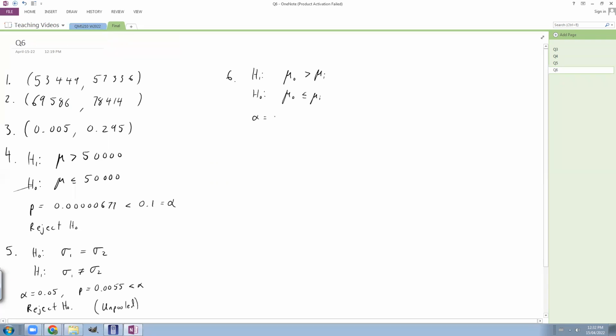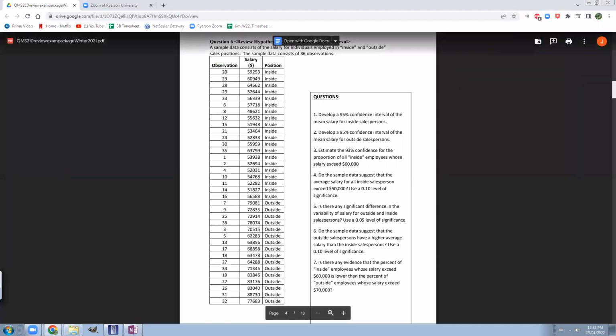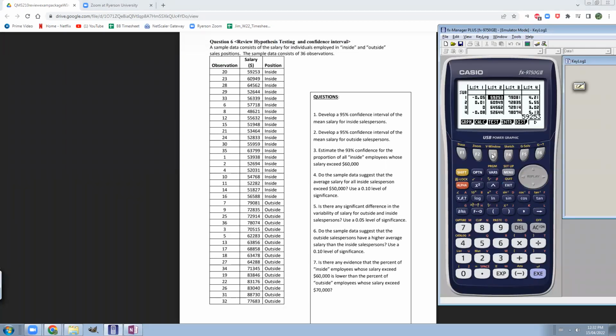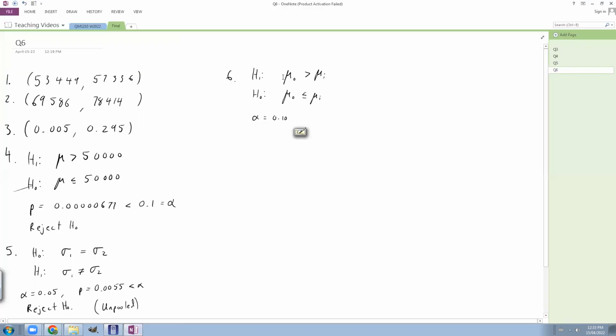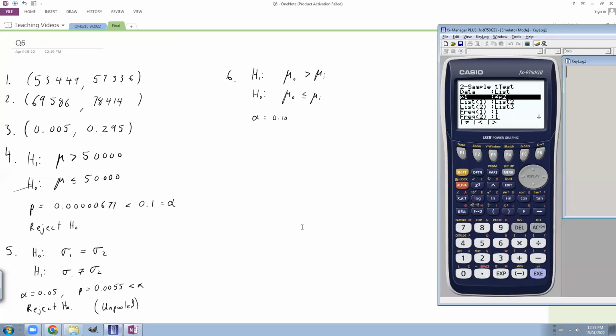The alpha is 0.10, they said. And we're just going to test this now. So we're going to go test T2 samples. We want to know using list 2 and list 3. Careful here. List 2 and list 3. We want to make sure everything matches up with how we wrote it over here. So I wrote outside is greater than inside. So if I'm writing mean 1 is greater than mean 2, I can do this, but then I need to make sure that my first list is the outside and my second list is the inside. So I would need to make sure this was list 3, the outside people, and this one was list 2, the inside people.